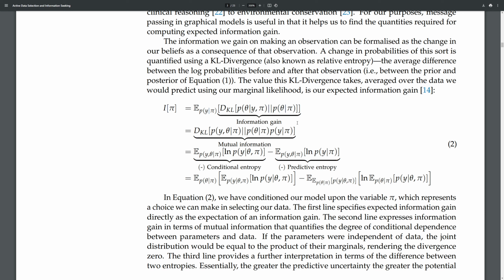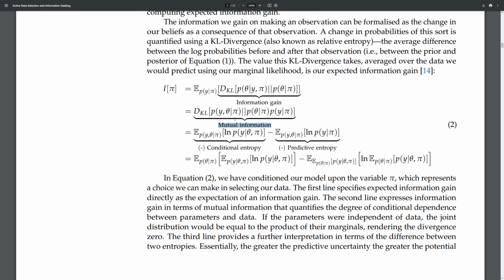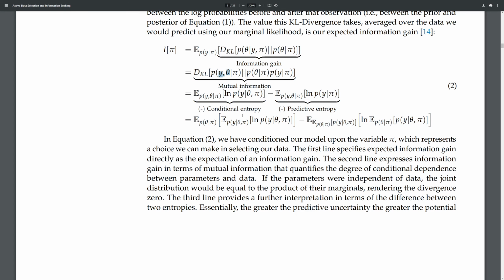And so that is going to be the information gain, and this is also going to be equal to this information based on your policy pi of the KL divergence between your probability of your data as well as your parameters based on your policy selection compared to the distance between the two individual things based on the policy pi. That's going to be the mutual information between y and theta, or most importantly, the thing that we're actually going to be using is the conditional and predictive entropy coming together to form the information content.